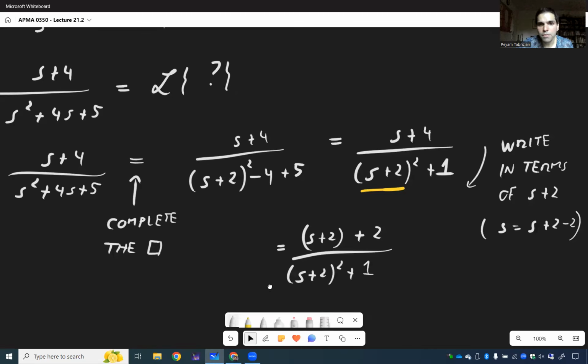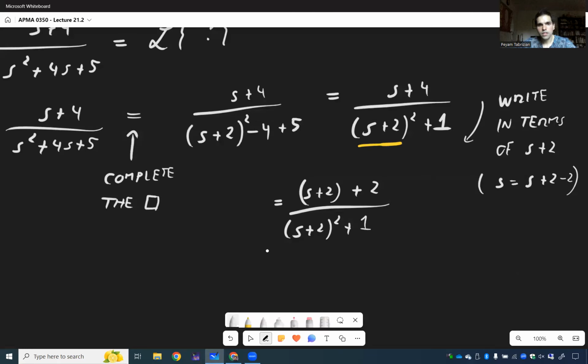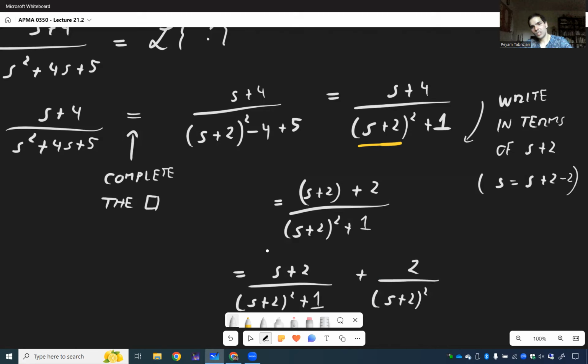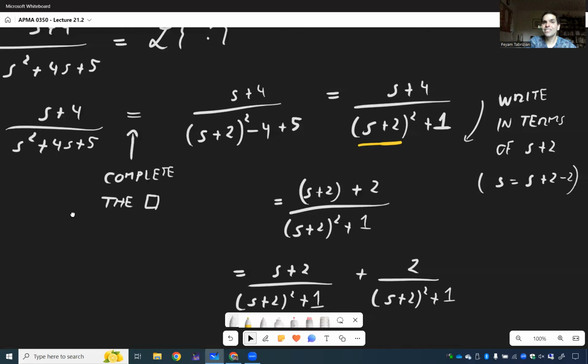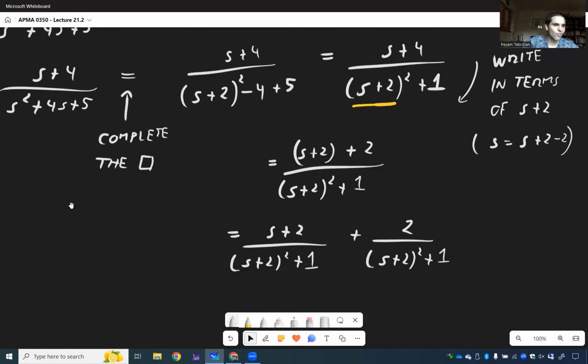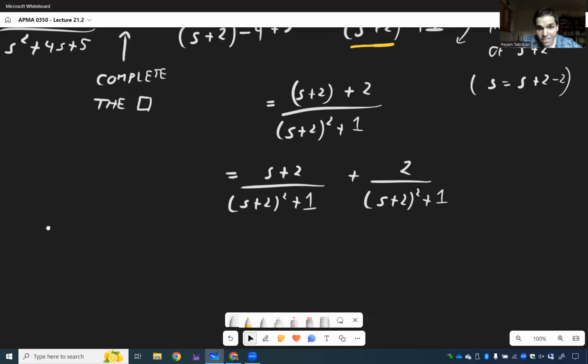Which you will see soon, you can split up. So that becomes s plus 2 over s plus 2 squared plus 1, plus 2 over s plus 2 squared plus 1. I know it looks very complicated, but I promise we did an exercise like that before where we completed the square.